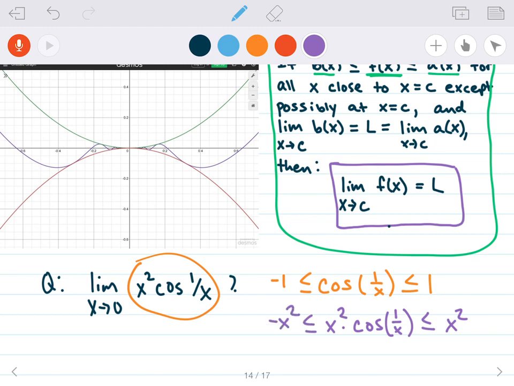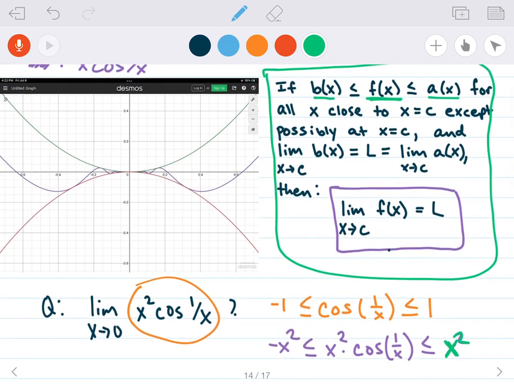Okay, so now we have good functions for the squeeze theorem. So this guy is our a of x, which is x squared in our case. This guy is f of x, the thing in the middle. And then on the other side, that's our b of x, which is negative x squared.